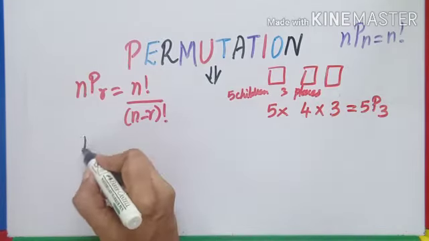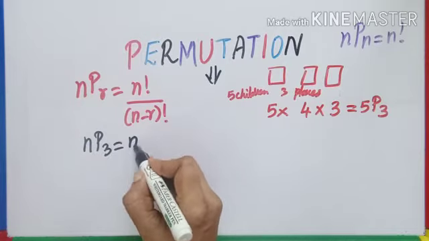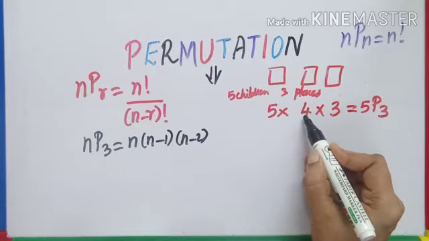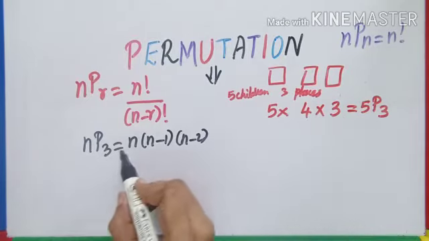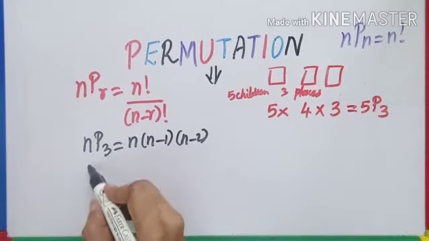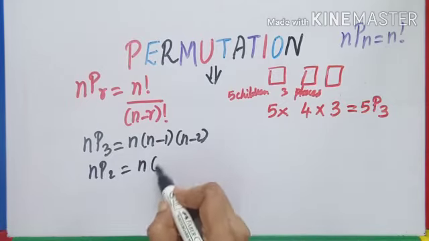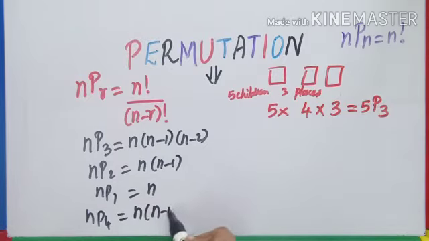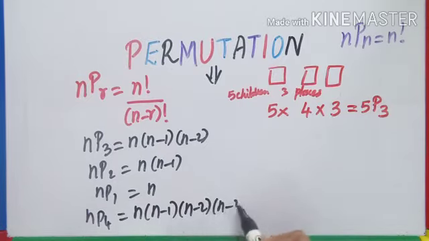Now, generalize the formula. How to write NP3? N, n minus 1, n minus 2. 5, 5 minus 1, 5 minus 2. So, I will write n, n minus 1, n minus 2. Then what is NP2? n, n minus 1. What is NP1? N. What is NP4? How will I write NP4? n, n minus 1, n minus 2, n minus 3. If it is NP11, NP13, can I be writing all this? So that is difficult. In that case, use this formula.